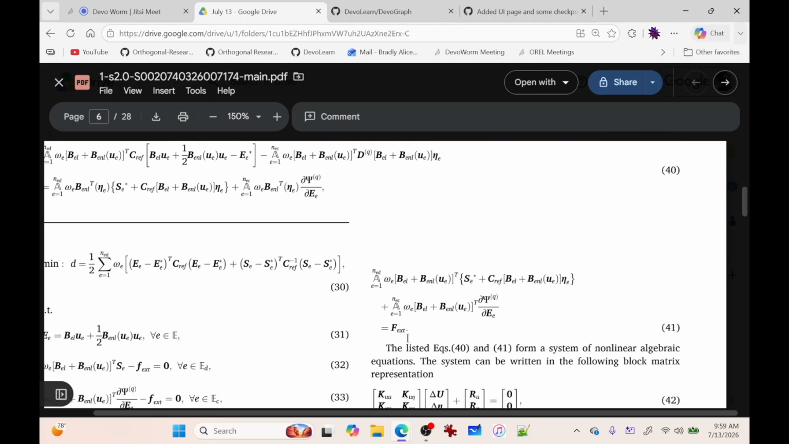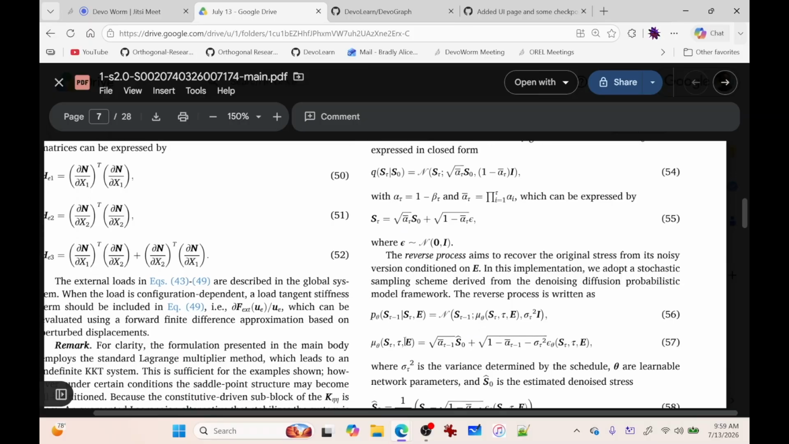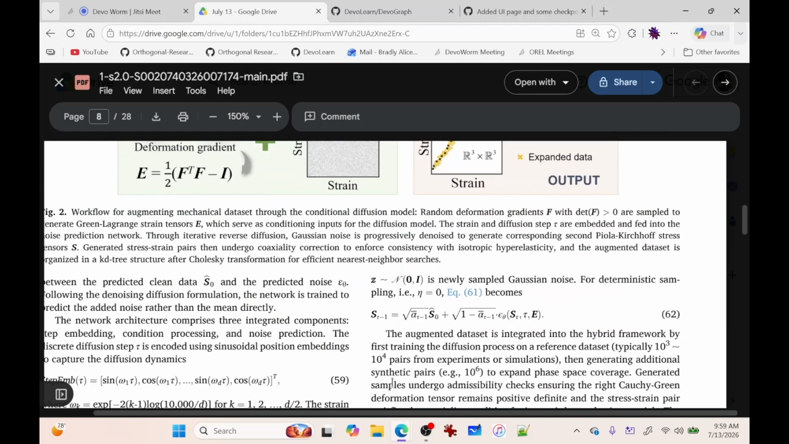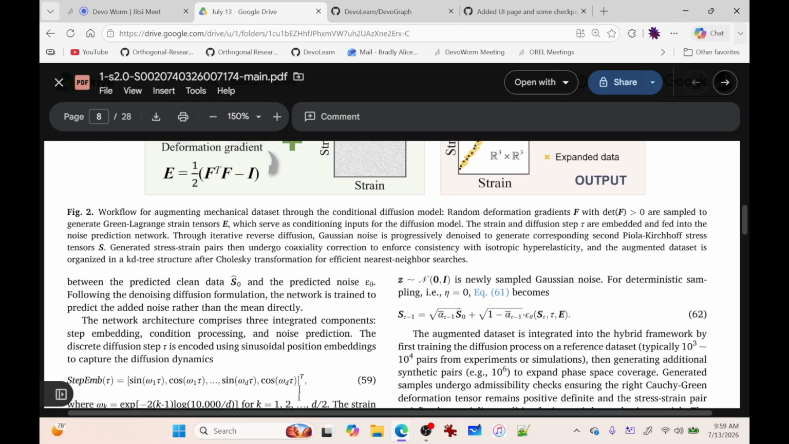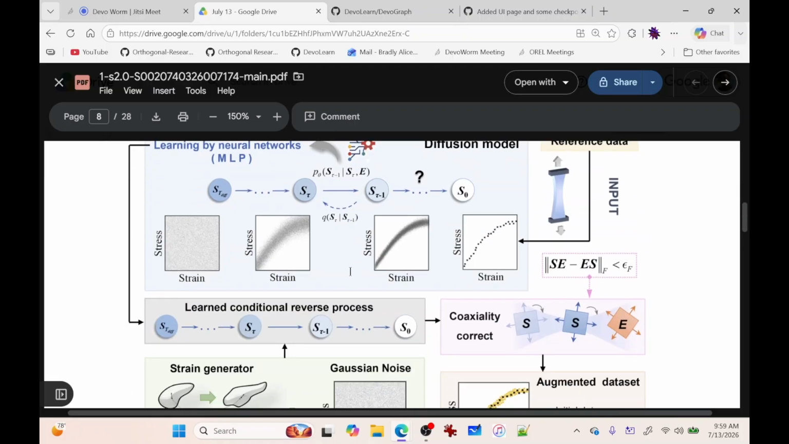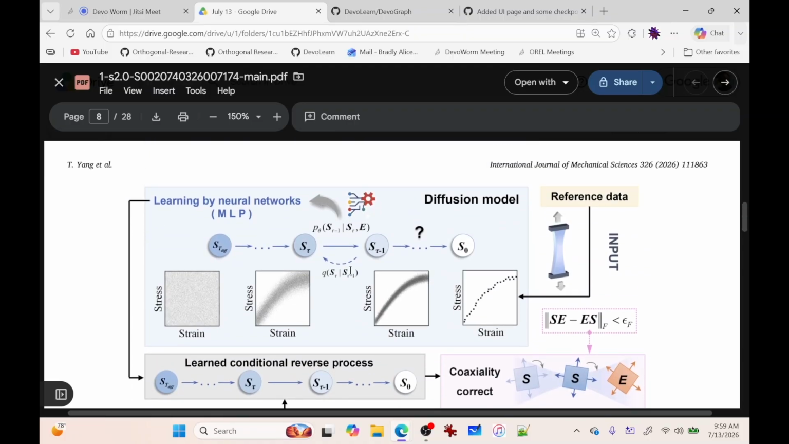Okay, so that's, I think, a little bit too much about the math, maybe. Let's get down to figure 2. So this is their workflow. They set up their diffusion model, which is, of course, where we have this forward and reverse process, or this backwards process. And we're trying to learn from this multi-layered perceptron.